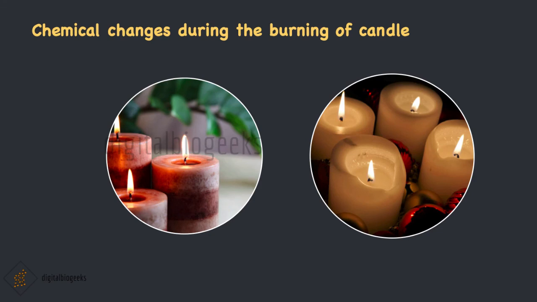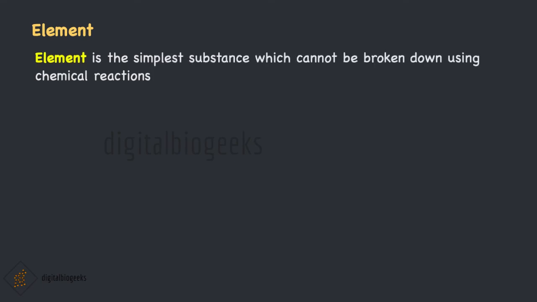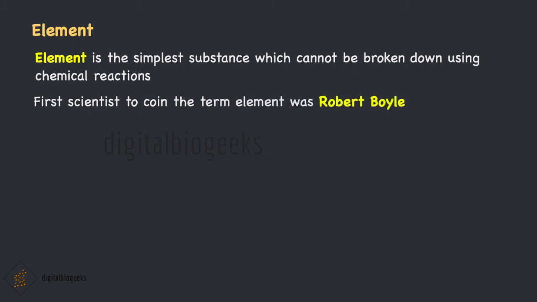On the basis of their chemical composition, substances can be classified into elements and compounds. Elements are the simplest substances. We cannot split or break down an element using chemical reactions. The term element was first used by a scientist named Robert Boyle. A French chemist named Antoine Lavoisier gave a proper definition to an element. That means an element is the basic matter that cannot be broken down into simpler substances by chemical reaction.